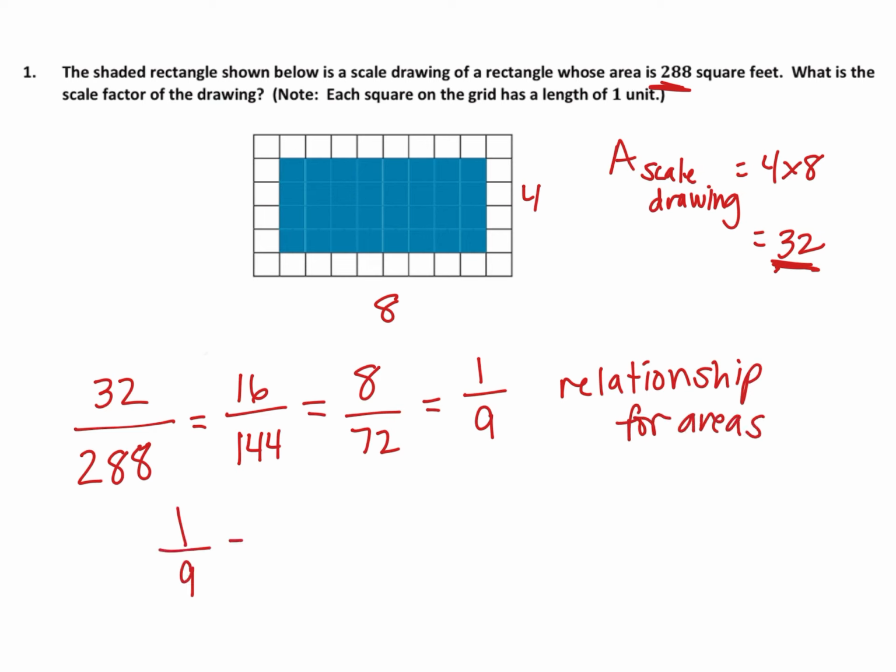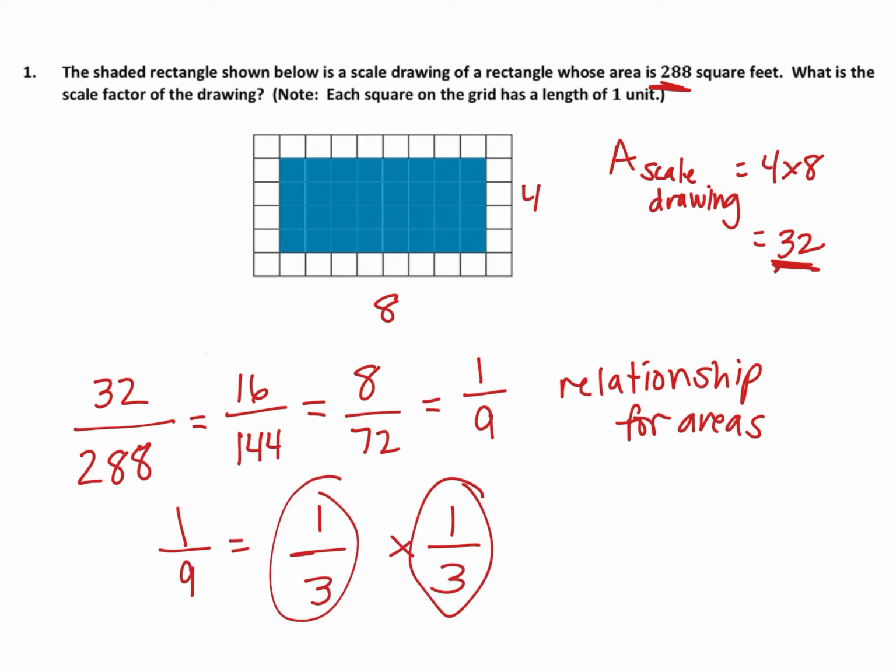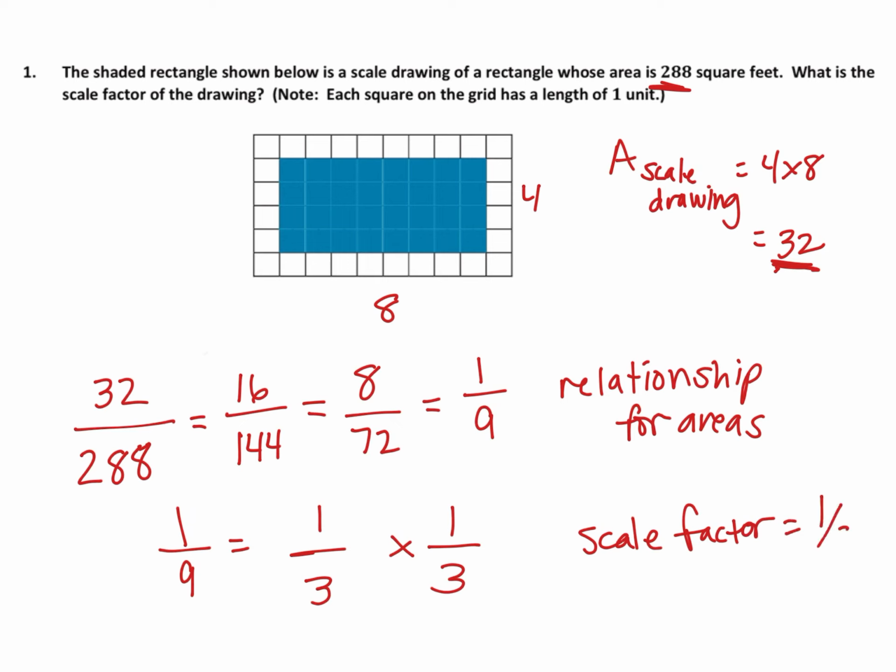We want some number that we can multiply exactly by itself. So 1 times 1 would give us 1 on the top, and 3 times 3. So the scale factor on this problem was 1/3, and we have to use it twice to get to 1/9, which is the ratio between the side lengths. So over here, just scale factor is 1/3.